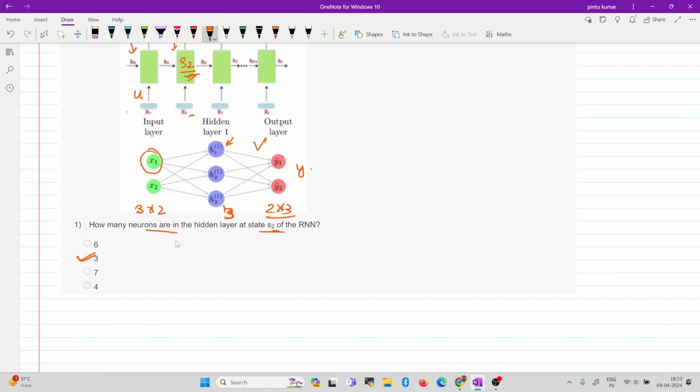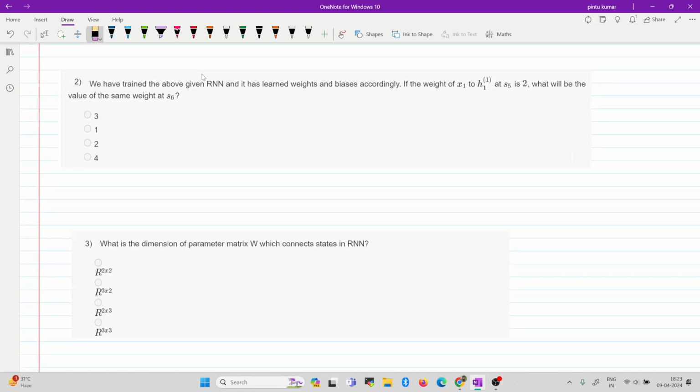Okay. So on the same figure we have a second question. Can you please answer this for me? It would be better if you can type so that others can also type. We have trained the above RNN and it has learned weights and biases accordingly. If the weight of X1 to H11, okay.